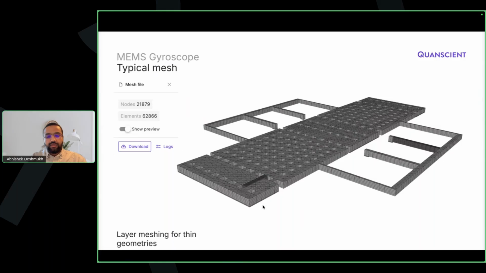Typically in most MEMS devices, you have these thin layered structures, and if you think of doing a tetrahedral mesh, it can quite increase the computational requirement, as if you want to resolve the fields in the thickness, then it might need more elements. So what we enable with the layered meshing is that you can resolve these fields in a reasonable way, while keeping the computational cost reasonable.